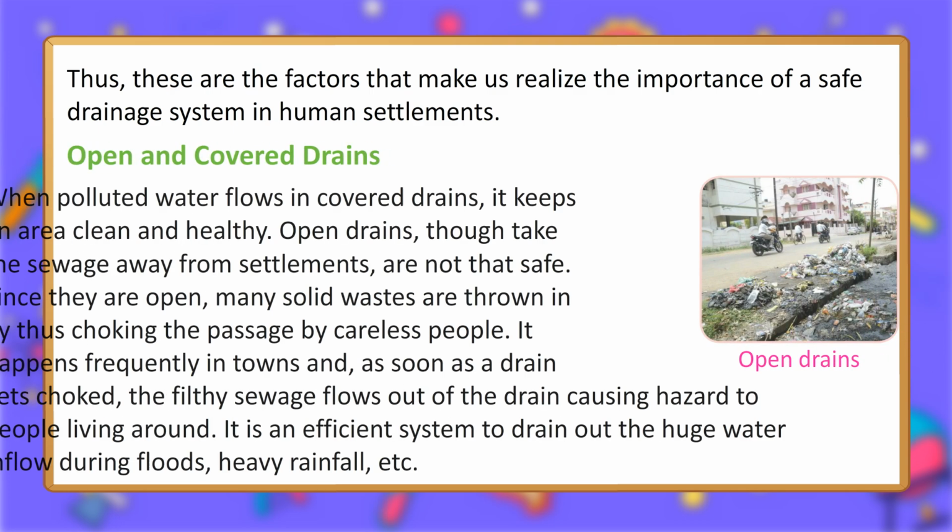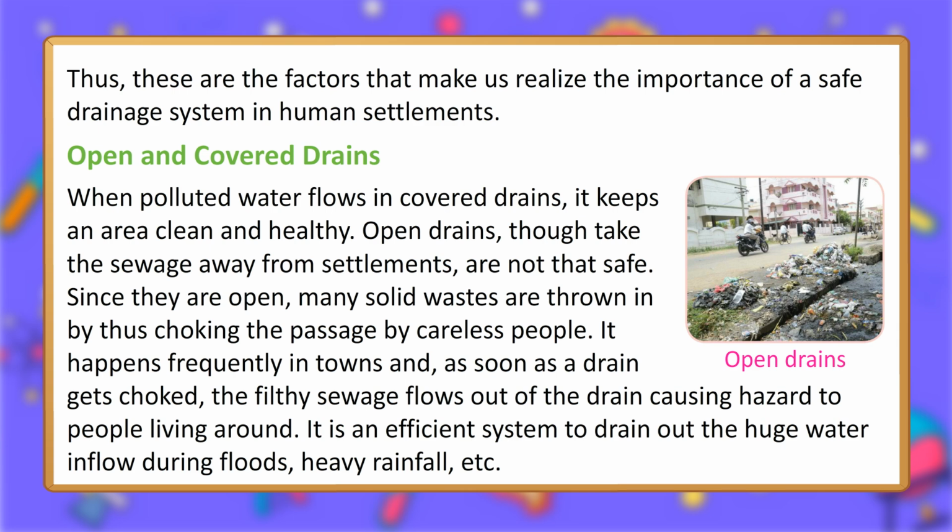Open and covered drains. When polluted water flows in covered drains, it keeps an area clean and healthy. Open drains, though they take the sewage away from settlements, are not that safe. Since they are open, many solid wastes are thrown in by careless people, thus choking the passage. It happens frequently in towns and, as soon as a drain gets choked, the filthy sewage flows out of the drain causing hazard to people living around. It is an efficient system to drain out the huge water inflow during floods, heavy rainfall, etc.